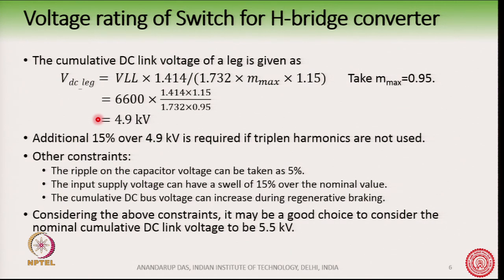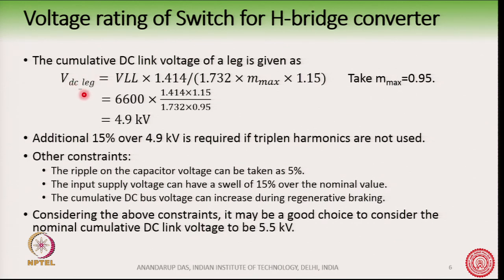Okay. So, it is a cumulative voltage, and that is the line voltage times the peak value, divided by root 3 so as to get the phase voltage, and M max into 1.15. M max is the maximum modulation index, and 1.15 is coming because we are using a third harmonic or a space vector PWM modulation technique. So, the value of M max can be taken as 0.95. Again, some users may take it 0.97, 0.98, something like that, but we have kept it 0.95.